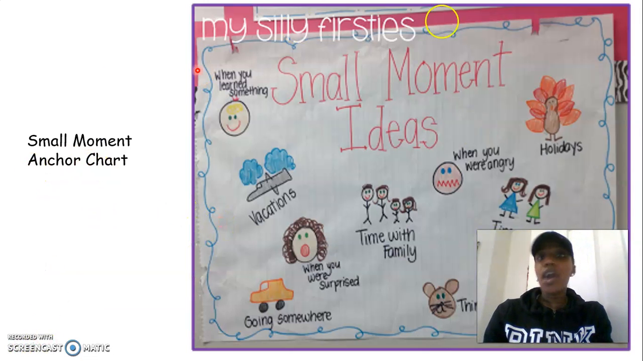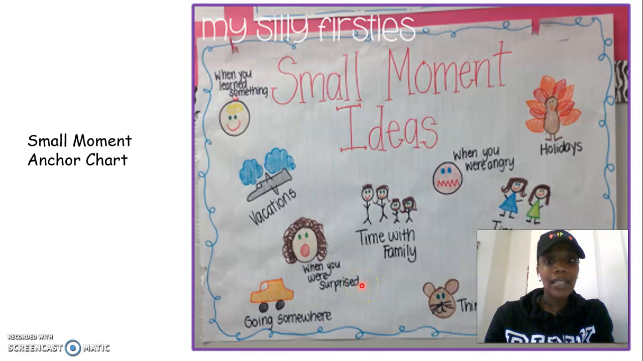All right, so here are just some small moment ideas that you can definitely talk about for your new writing piece if you are going to create a new writing piece. You can talk about some vacations that you have gone on, or that you can possibly take, giving information about those vacations. You can talk about going somewhere, whether that's going to the grocery store, to the eye doctor, to the toy store. You can talk about a time when you were surprised or when you surprised someone.